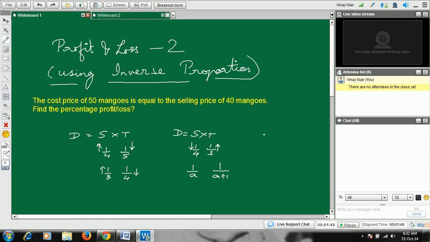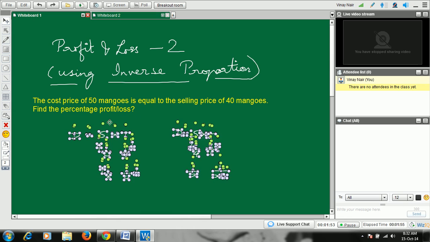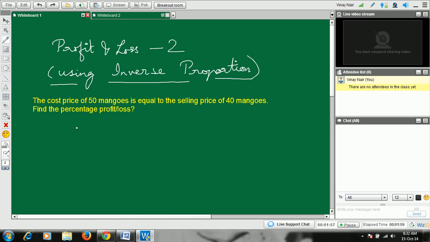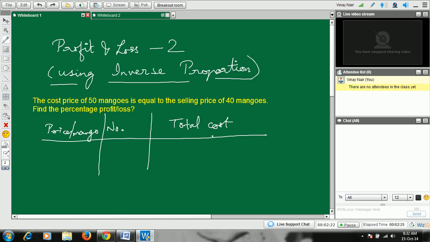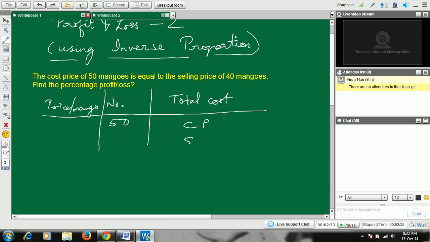So this is the relationship that we had seen, and we had also seen this relationship in price, cost, quantity, etc. So let us take this example: the cost price of 50 mangoes is equal to the selling price of 40 mangoes. So we have a certain number of mangoes here, and we have the price per mango, and here we have the total cost. So when we have the number of mangoes as 50, that is the cost price of 50 mangoes, it is equal to the selling price of 40 mangoes.